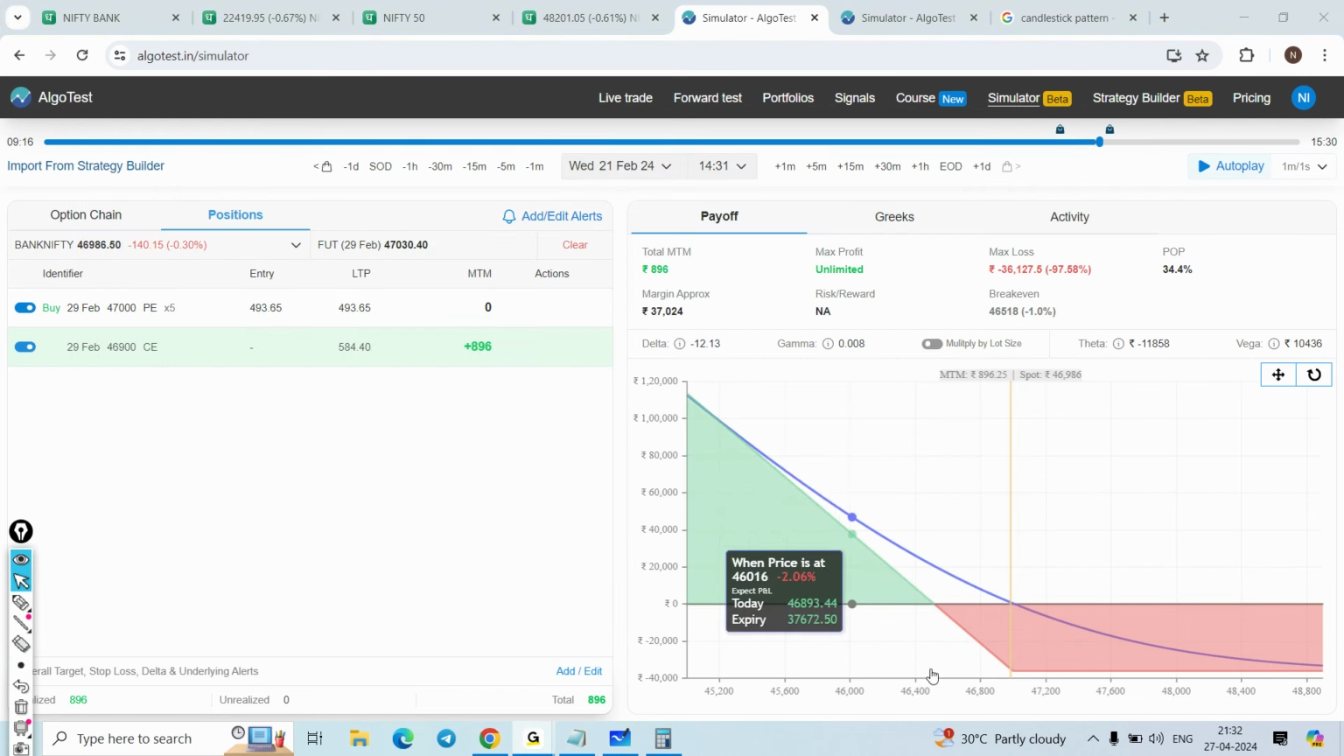Clear enough? Are you clear in this? Yes, no, let me know in the chat box. Clear, yes or no? Let me know in the chat box, because one way I'm speaking, if you are clear, I can move forward. Chalo, fine. Clear enough?